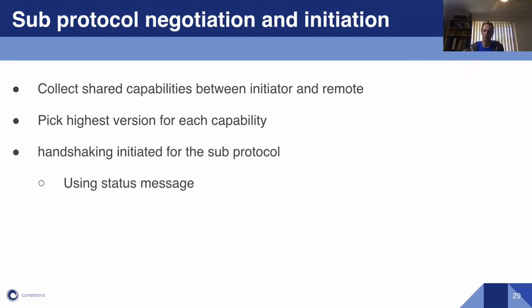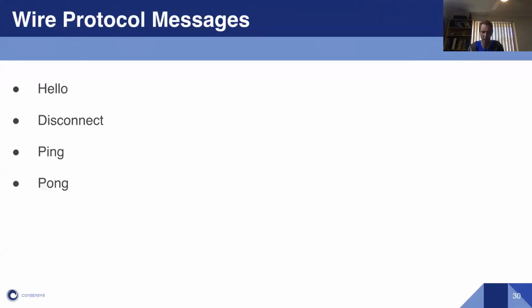After picking the highest version for each of those capabilities, it's then able to go through a handshaking process for each of those sub-protocols. It's defined in the code for the actual sub-protocol itself, and that's typically done by sending a status message. Each node would independently send a status message back to the other node, in a similar way to the hello messages done on the wire.